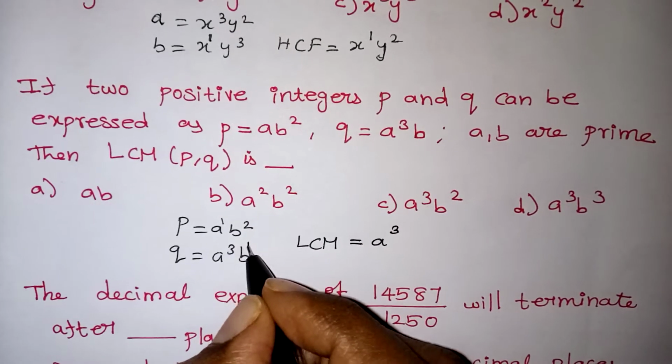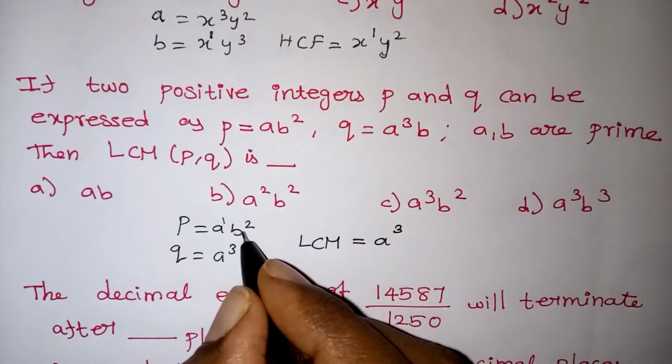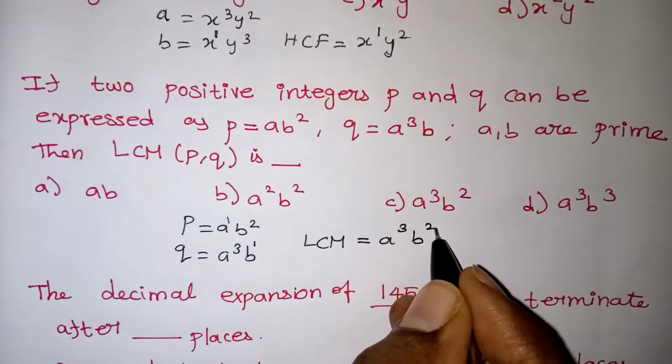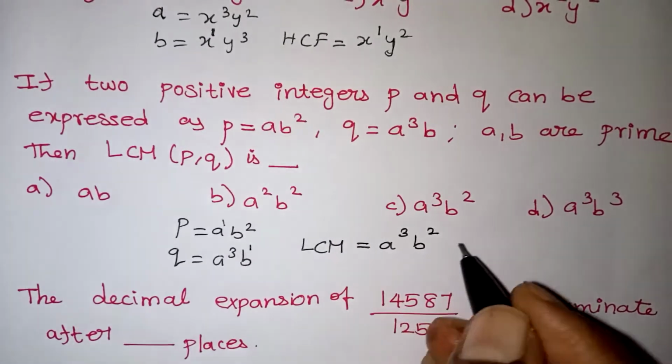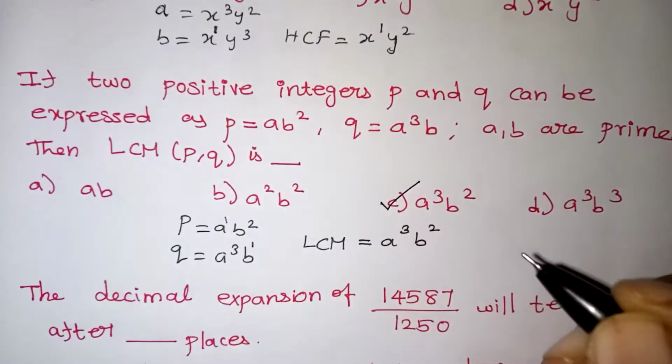B power 2, B power 1. Which is big in these two? B power 2 is big, so B squared we have to write. So a³b² is your correct answer. So here you have to mark it.